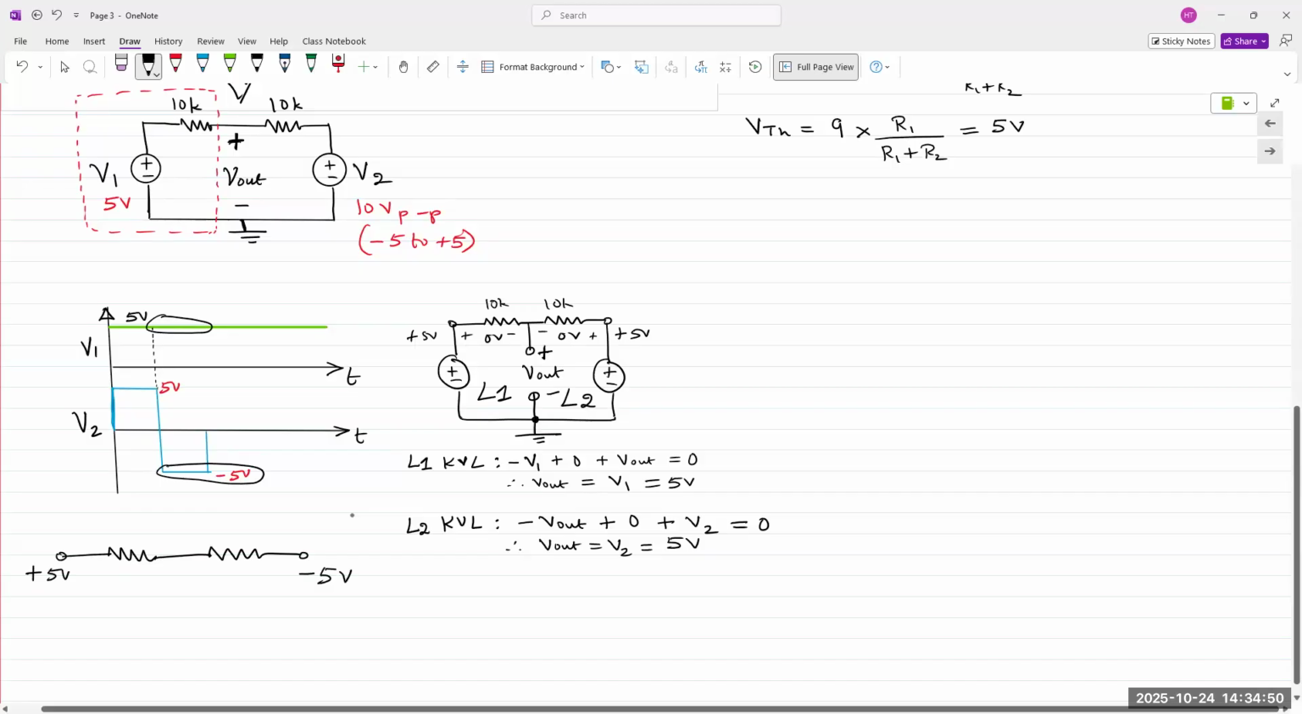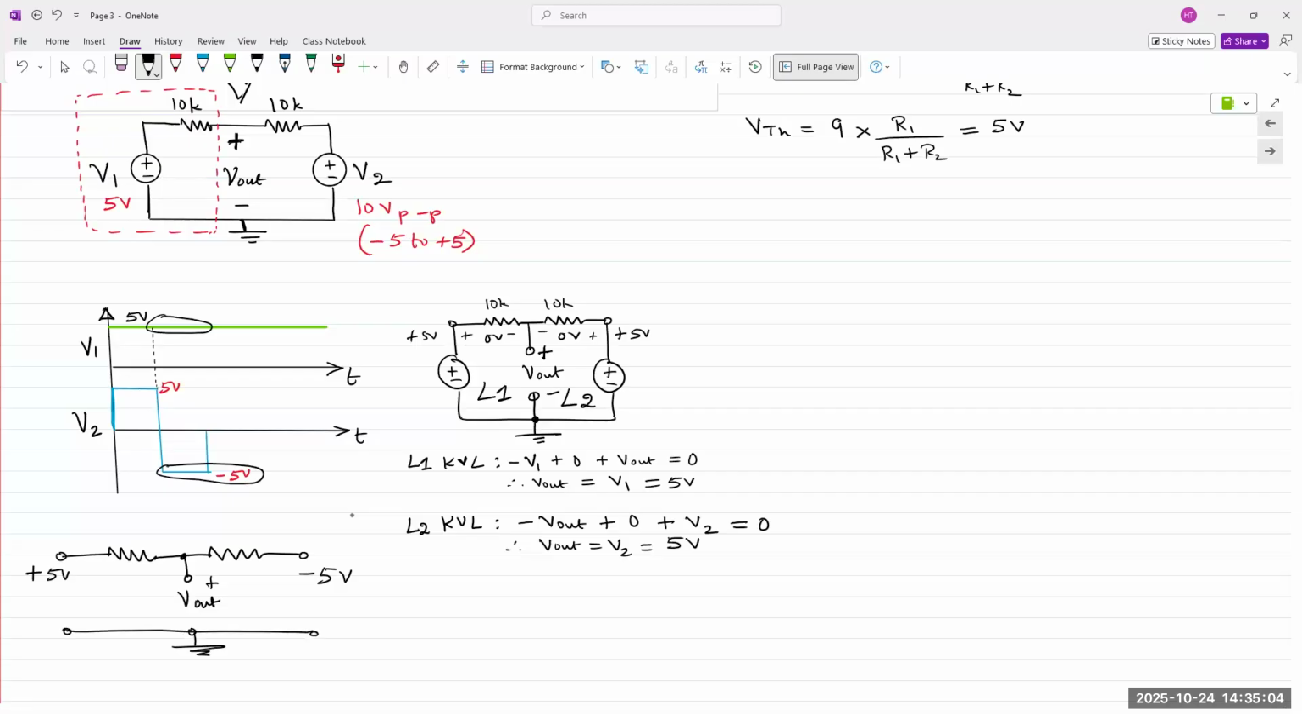If the right end is at minus 5, and of course V out is here. This is basically here. What is the difference between the two endpoints now? 10 volts, right? Plus 5 and minus 5, so 10 volts. So now we will have current flowing through those resistors.